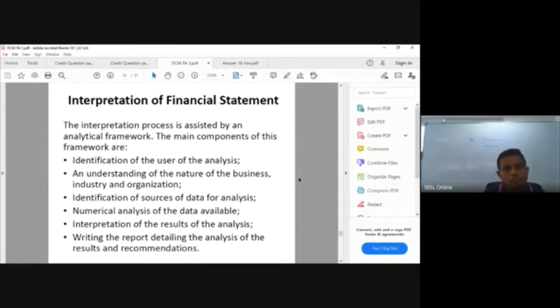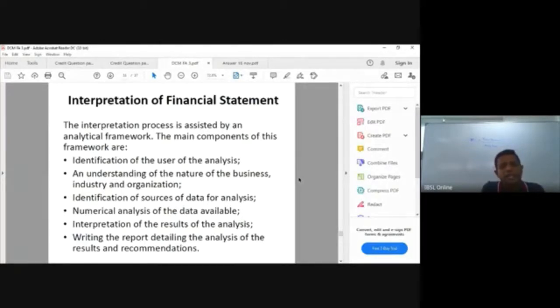Then number 4, numerical analysis of the data available, right? Now, when you are doing a presentation to the board, the board may comprise different personalities. One from a legal background, one from an accounting background, one from an engineering background, one maybe a famous businessman. Different personalities are there, right? Therefore, when you are doing a presentation or putting up a paper, make sure the numerical analysis is also available.